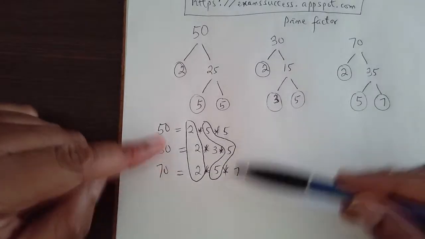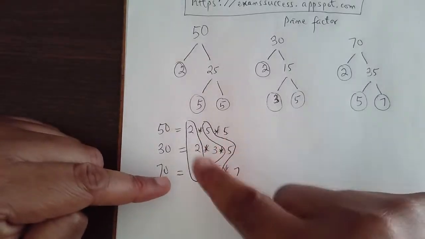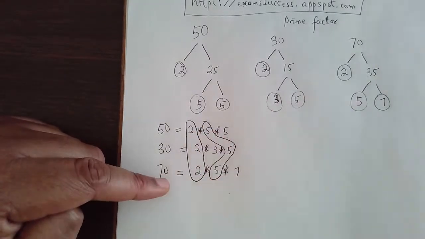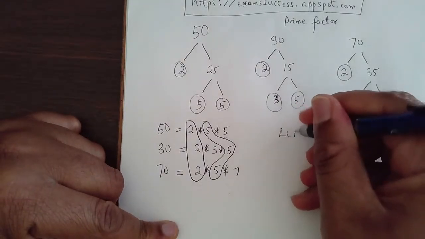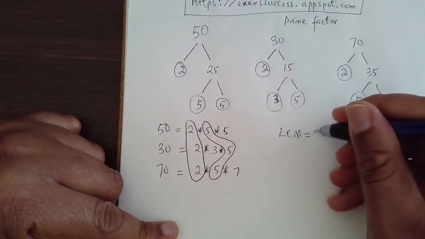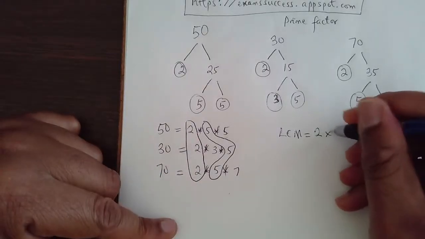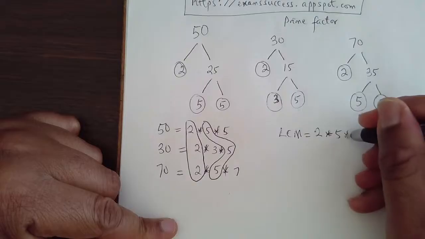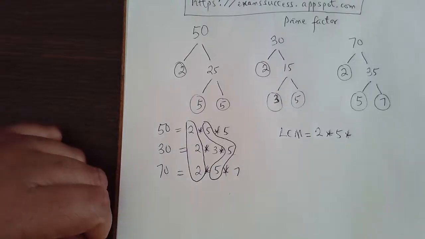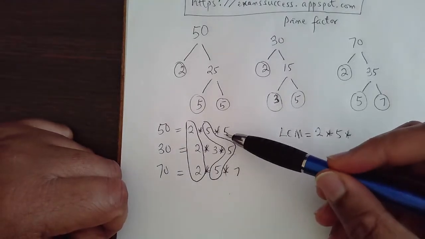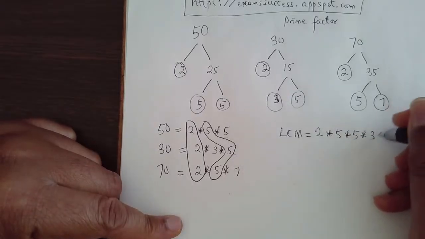Then I have 5, 3, and 7. I'll still count those, but I'm not going to count this 2 that is common 3 times. So the least common multiple in this case is 2, which I count only one time, times 5, the 5 that is common, which I count only one time. And because this is going to be a multiple, I will now include the remaining: 5 times 3 times 7.